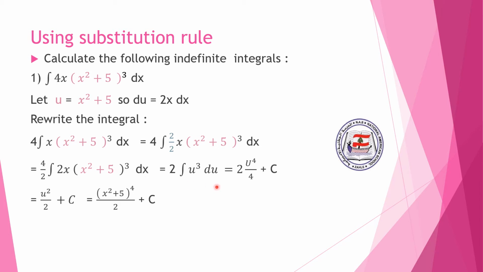Reducing and replacing in terms of the new variable u, we get 2 integral u cubed du. Calculating this integral, we get 2 u to the 4 over 4 plus c. Reducing and rewriting the answer in terms of x, we get (x squared plus 5) to the power 4 over 2 plus c.